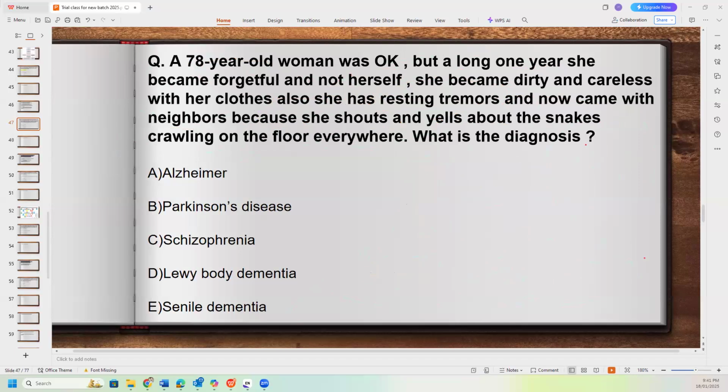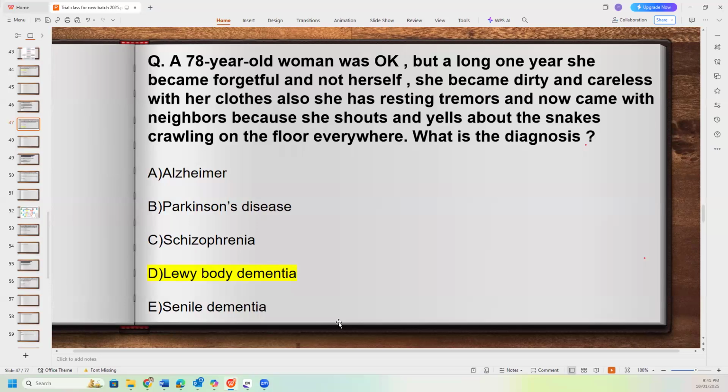Very good. Now there are different types of dementia as mentioned in this question: Alzheimer's, Parkinson disease, schizophrenia, which is not a type of dementia, and senile dementia. Senile dementia is the kind of dementia associated with age. Alzheimer is dementia that happens at a young age and is mostly associated with behavior and executive functioning. Parkinson disease has dementia, but it has other features as well, like resting tremors.